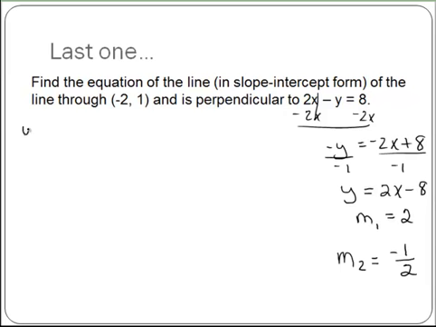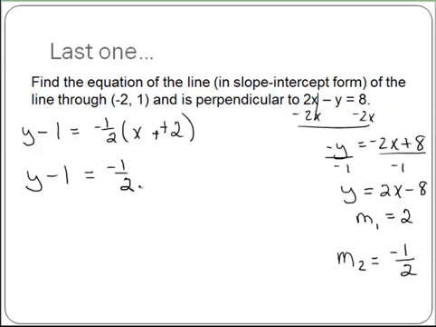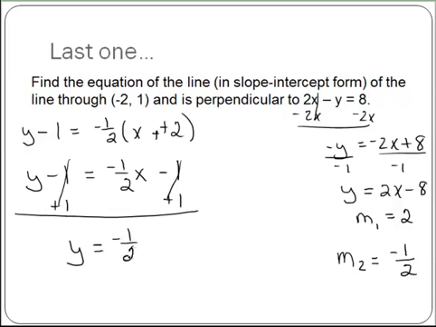Plug it into the formula. y minus y1 equals m times x minus x1. y minus 1 equals negative 1/2 times x plus 2. Negative 1/2 times 2 is negative 1. Add 1 to both sides. They both go to 0. So we get y equals negative 1/2 x. This is the equation of the line in slope-intercept form.